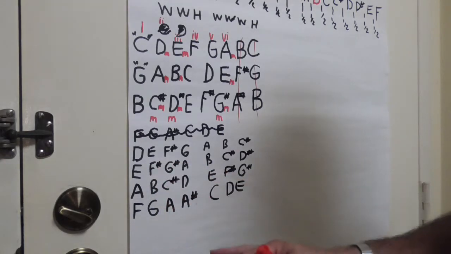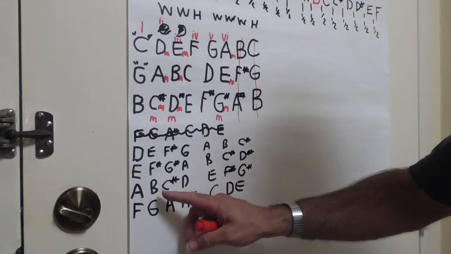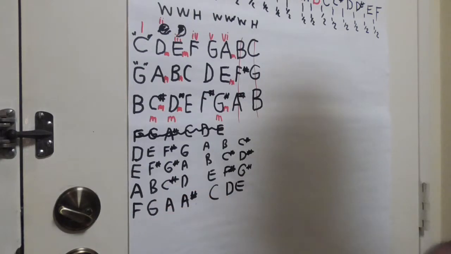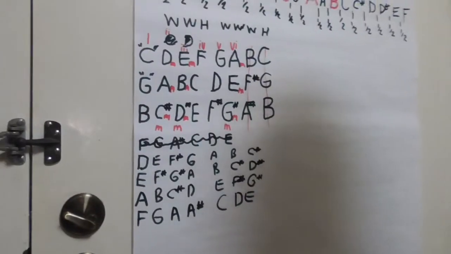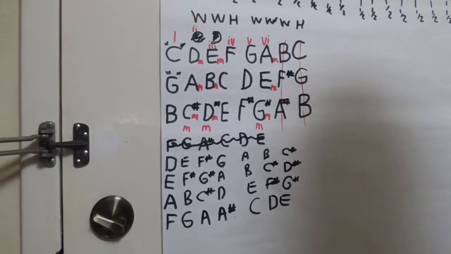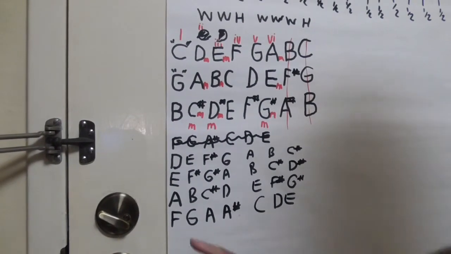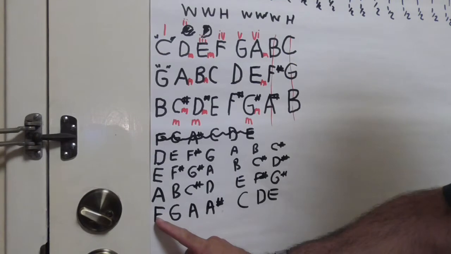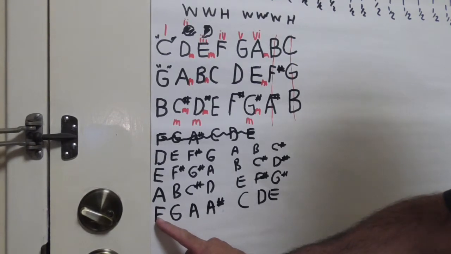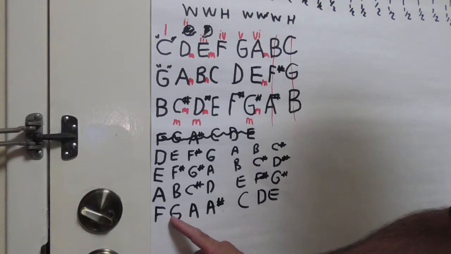So here's something that I wanted to show you, which is kind of important, kind of not. We're in the key of F. Let me get the camera positioned so that you can see better. So we're in the key of F. When we go from F, remember we have to do whole, whole, half, whole, whole, whole, half. So a whole step between F and the next note is F, F sharp, G.